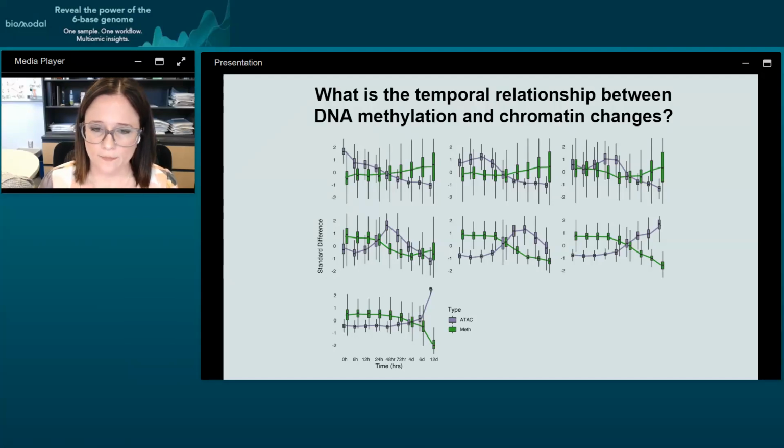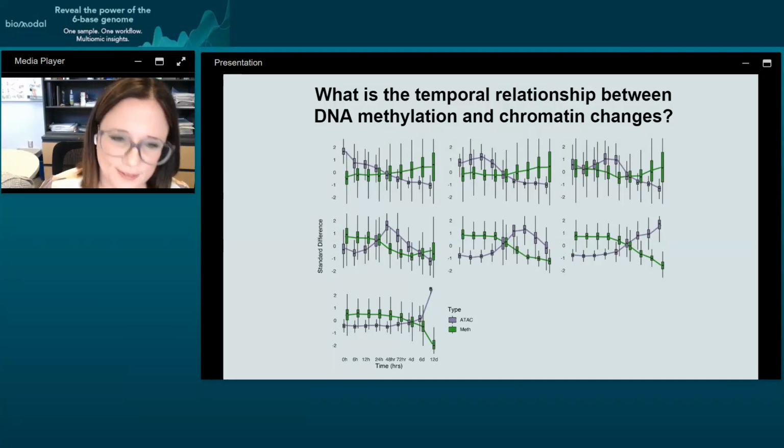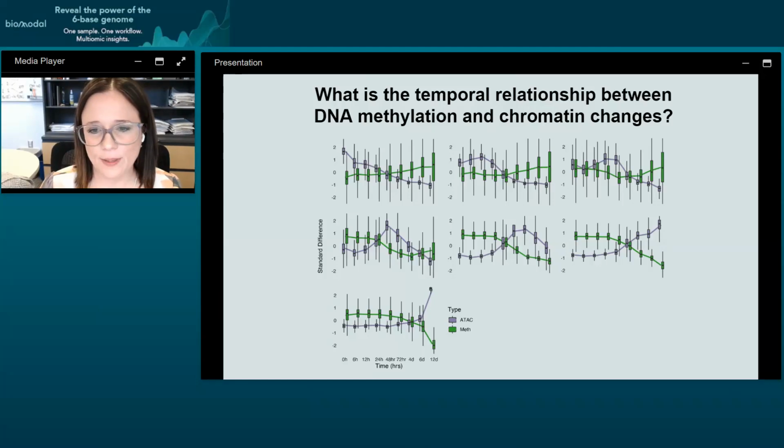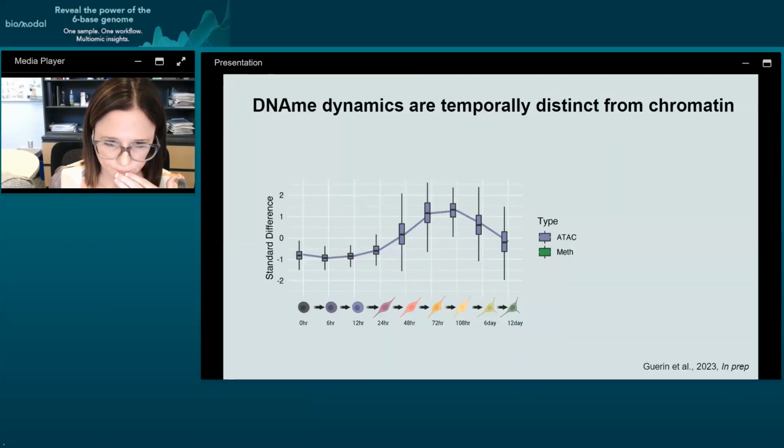And so I don't expect you to look at this and understand it, but the most important thing here is to note that when you look at accessibility, you can see the different types of behaviors that I mentioned before: opening, closing, opening and closing. But DNA methylation seems to be very distinct in terms of its temporal behavior.